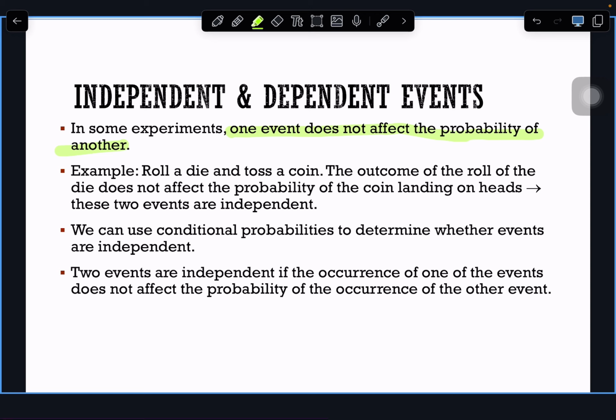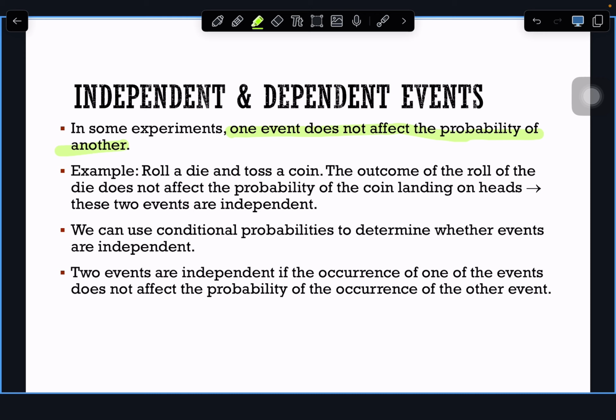But in terms of statistics, we have the example of a die and a coin. What happens to a die doesn't affect the coin, because they are two different objects. So that is independent. Rolling a die cannot be dependent. They are always independent, unless we put some condition.